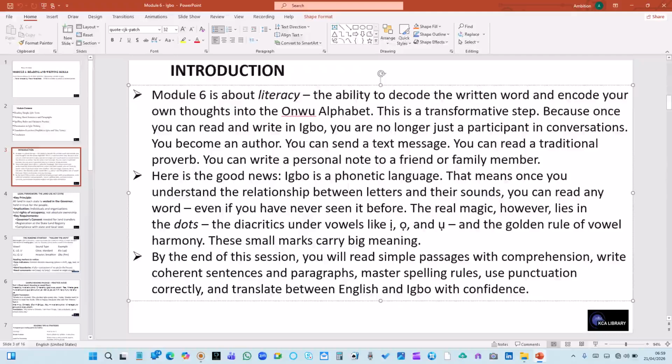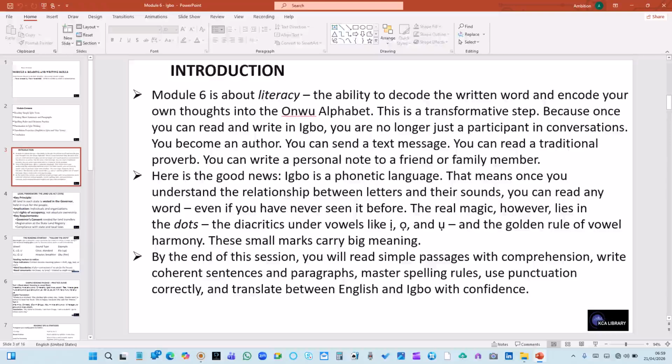Here is the good news. Igbo is a phonetic language. That means once you understand the relationship between a letter and its sound, you can read any word, even if you have never seen it before. The real magic, however, lies in the dot. That is the diacritics under vowels, like ị, ọ, and ụ, and the golden rule of vowel harmony. These small marks carry big meaning.